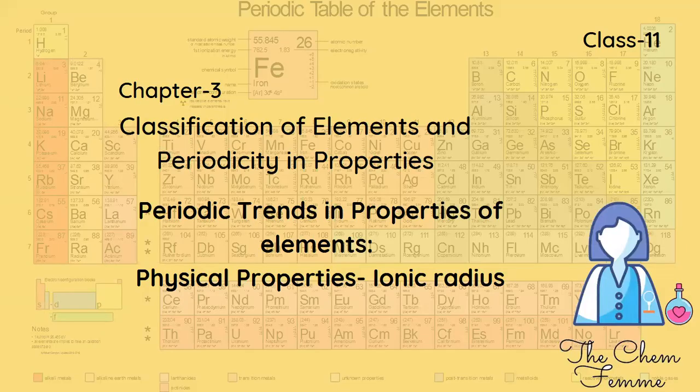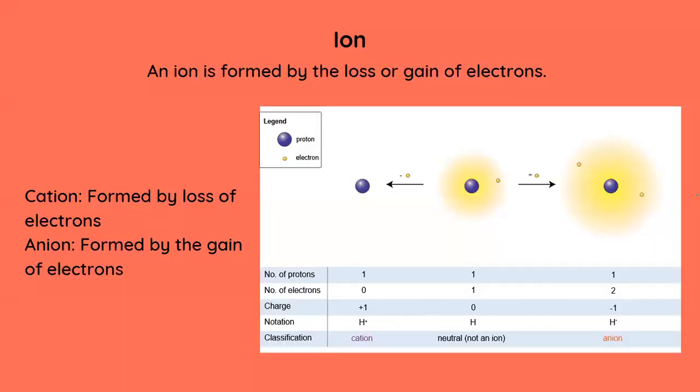In the previous video, we had discussed the atomic radius. In this video, we're going to be talking about ionic radius. Before that, what's an ion? An ion is formed by the loss or gain of electrons.